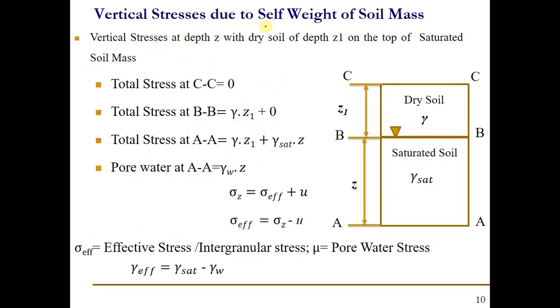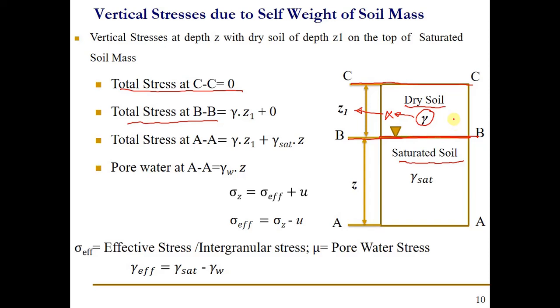Now, if we want to find out the vertical stress due to self-weight of soil mass for two different layers, one is the dry soil, the other one is the saturated soil, we can simply multiply gamma into Z1 and gamma saturated into Z. But because there is no weight of soil which is acting over this CC layer, we need to also find out the total stress at BB soil layer, and you can see that we need to multiply that gamma with Z1, this depth.